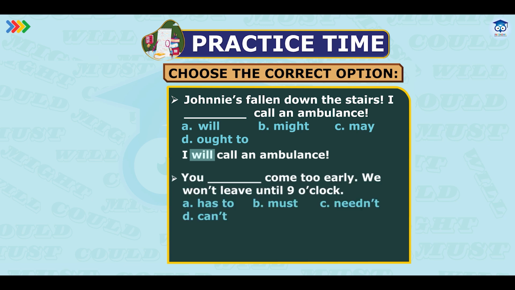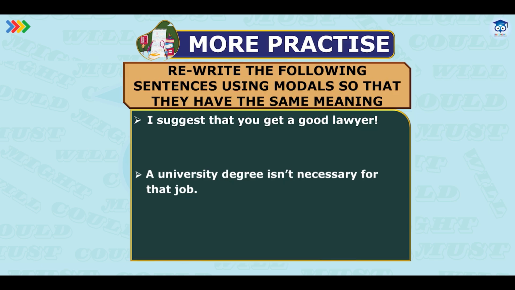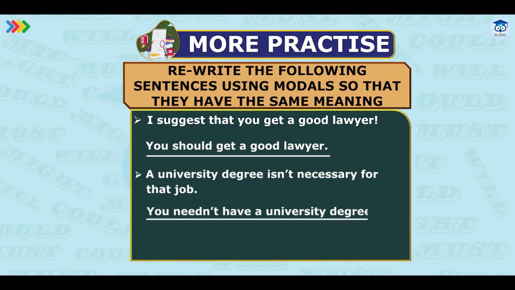And this one. You blank come too early. We won't leave until 9 o'clock. Here it's not necessary, so needn't is correct. You needn't come too early. Rewrite this. I suggest that you get a good lawyer. You should get a good lawyer because should is used to give advice. Next, a university degree isn't necessary for that job. You needn't have a university degree for that job. Needn't have shows lack of necessity.